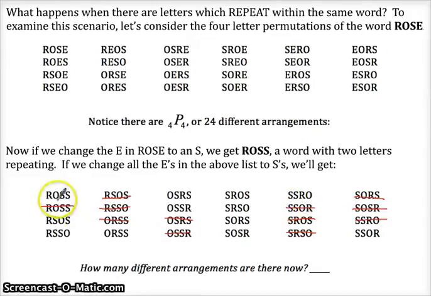So how many do I really have left? It looks like I've crossed out about half of them. I've got 3, 4, 5, 6, 7, 8, 9, 10, 11, 12. So there's now just 12. There were 24 up here, but if I change one of those E's to an S, I've got two things that I can't tell the difference about. It's like saying every time this is now equivalent to this everywhere. So what I have to do is divide by 2, which is exactly what happened.